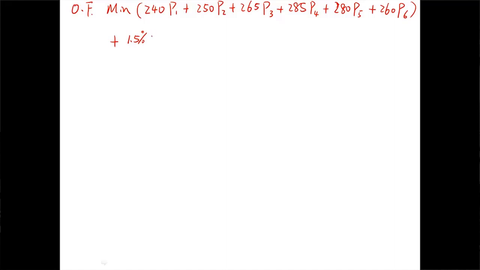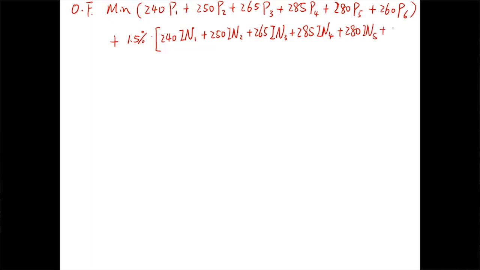So this multiplies 240. I'll use the way I defined the average inventory. Plus 250 IN2, plus basically the same coefficient as above but changing the P to IN, plus 285 IN4 plus 280 IN5 plus 260 IN6.